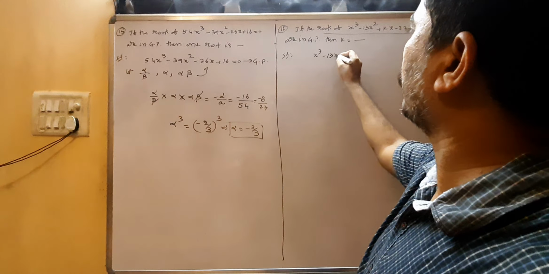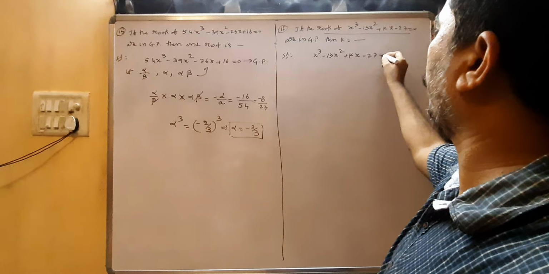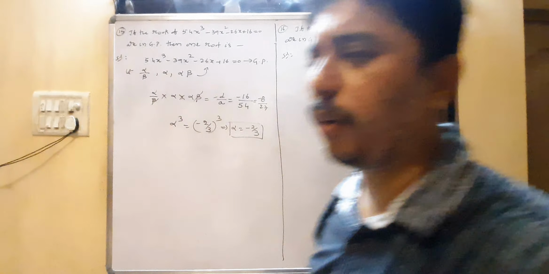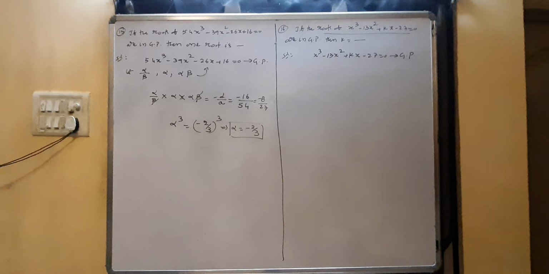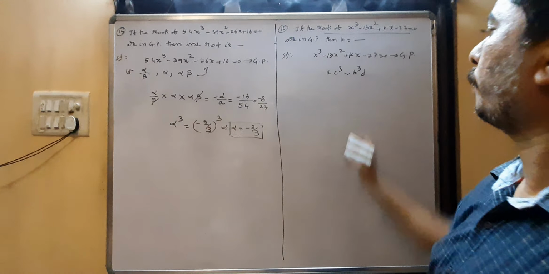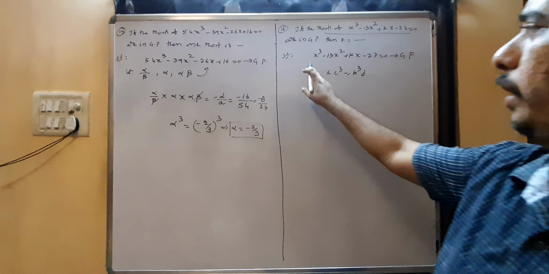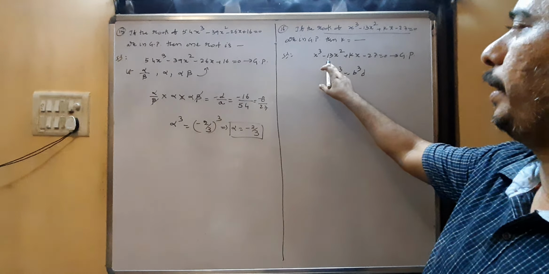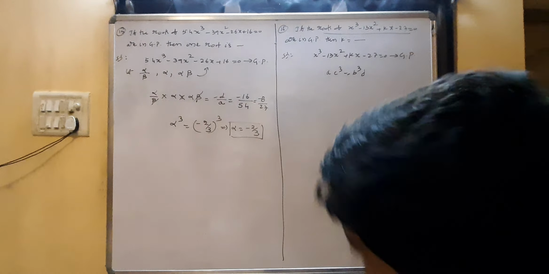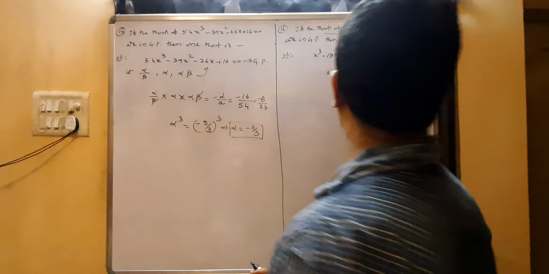x cube minus 13x square plus kx minus 27 equal to 0. Roots are in GP is given. For GP, it is better to go for the condition, otherwise you can do the method also. The condition for roots in GP is AC cube equal to B cube D. A is the coefficient of x square, C is k, B is minus 13, D is 27. You can go for the condition method or otherwise the general method.